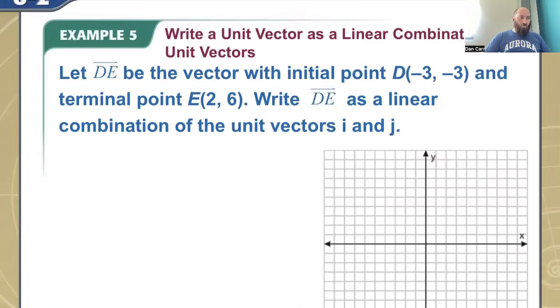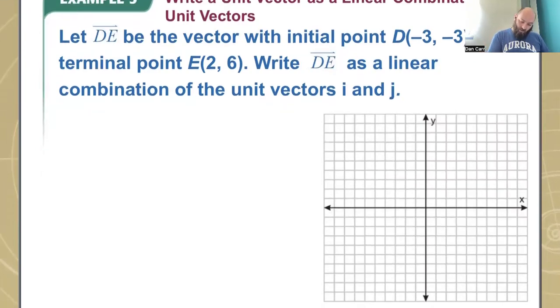So if we look at this one, write a vector as a linear combination of unit vectors. Let DE be the vector from initial point D, -3, -3. So we go 1, 2, 3, 1, 2, 3 here. Here's point D. And terminal point E is 2, 6. So we go 1, 2, 1, 2, 3, 4, 5, 6. So my vector is doing this motion here.